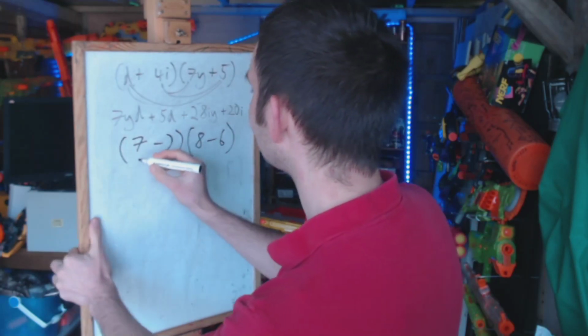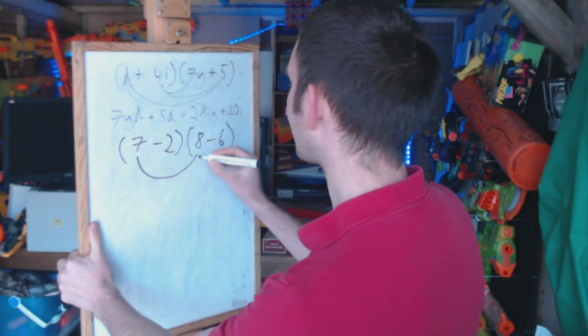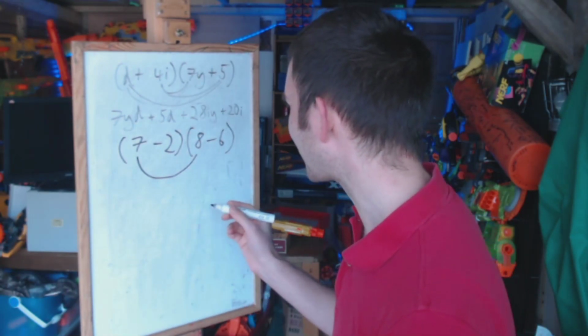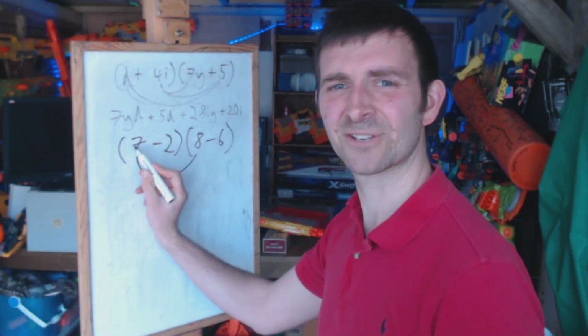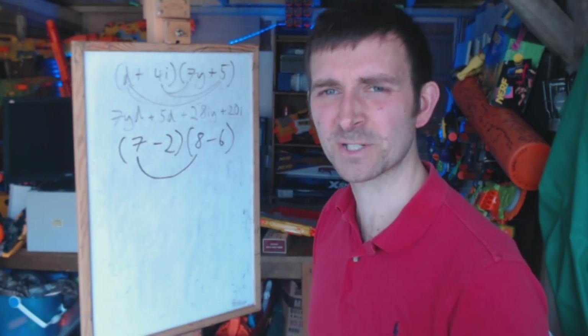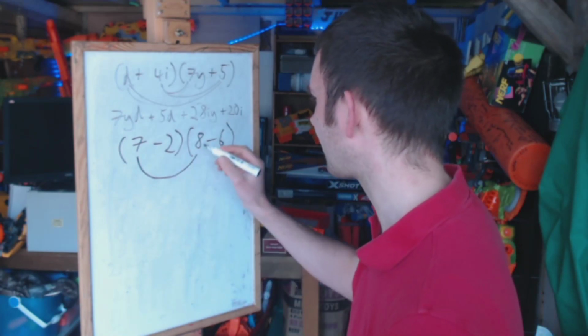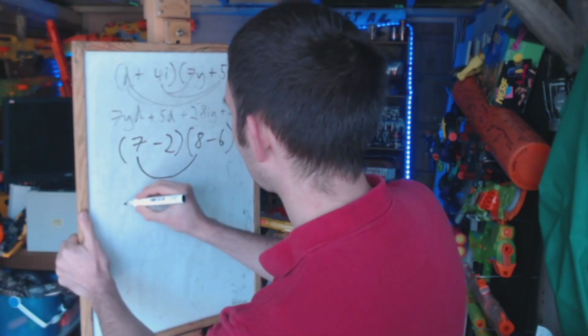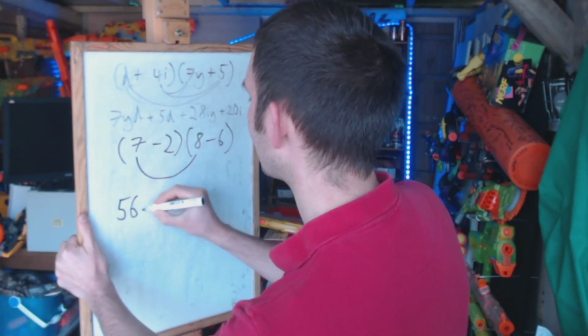So first of all, 7 times 8. Do you have any negatives here? Well, no, because there's no negative here. And if there's no negative or positive there, you just assume it's positive. So let's have 7 times 8, which is going to be 56 in my reckoning. So you have 56 right there.